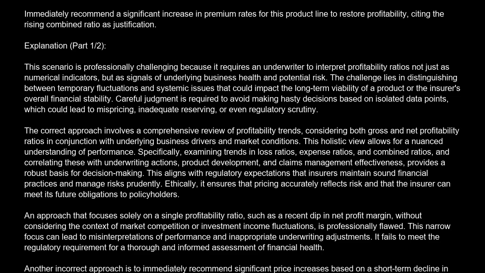The correct answer is B. Immediately recommend a significant increase in premium rates for this product line to restore profitability, citing the rising combined ratio as justification. Explanation: this scenario is professionally challenging because it requires an underwriter to interpret profitability ratios not just as numerical indicators, but as signals of underlying business health and potential risk.